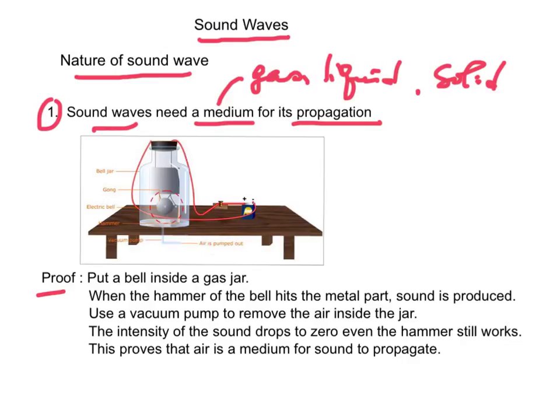How to prove it? First, put a bell inside a gas jar. Then, when the hammer of the bell hits the metal part, sound is produced. Then we use a vacuum pump to remove the air inside the jar.